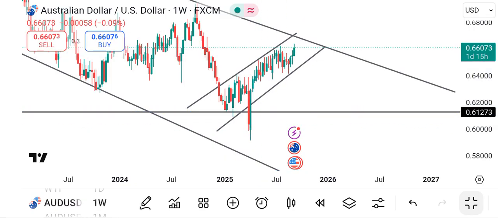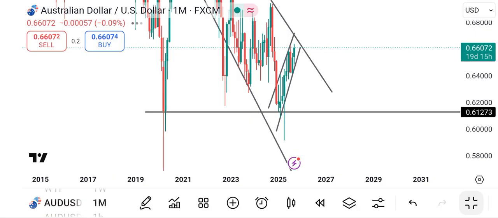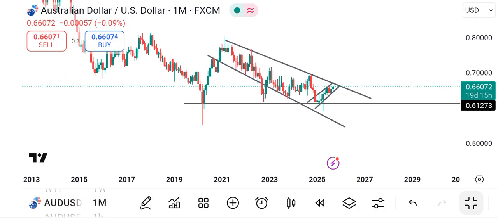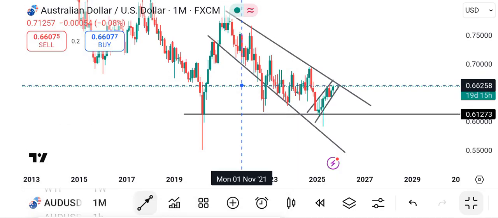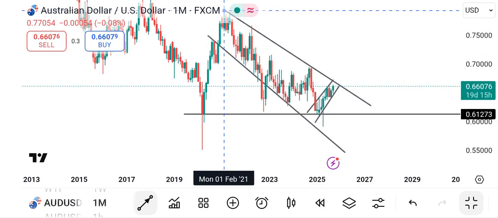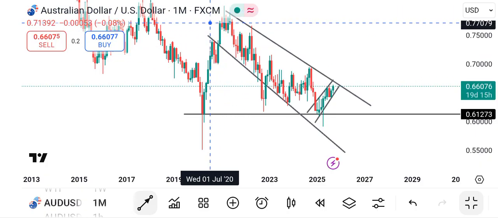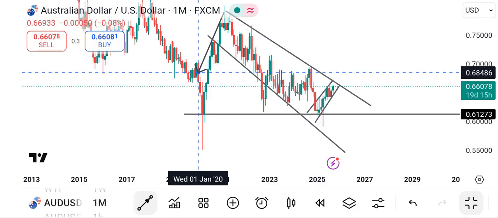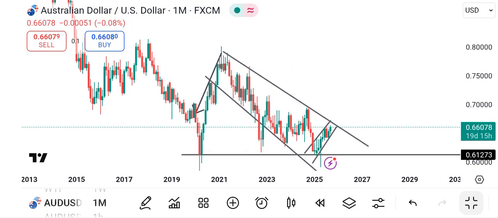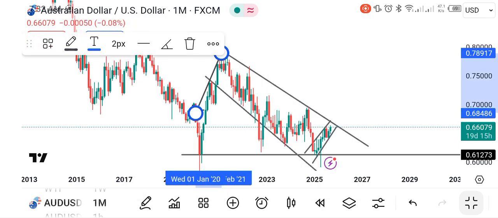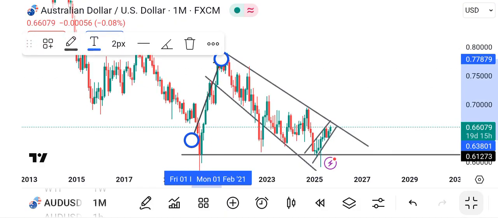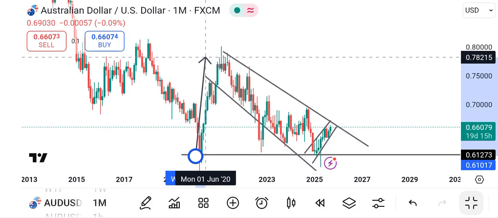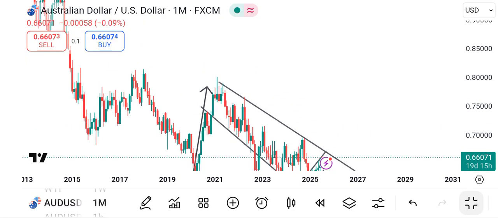But if you still look at it from the monthly time frame, let me show you something real quick. This is also looking like a flag from the monthly time frame. That is why a lot of traders are really confused about AUDUSD, and that is why so many people have not been trading it lately. This is also looking like a flag. If you check it from the monthly standpoint, it's also looking like a flag.